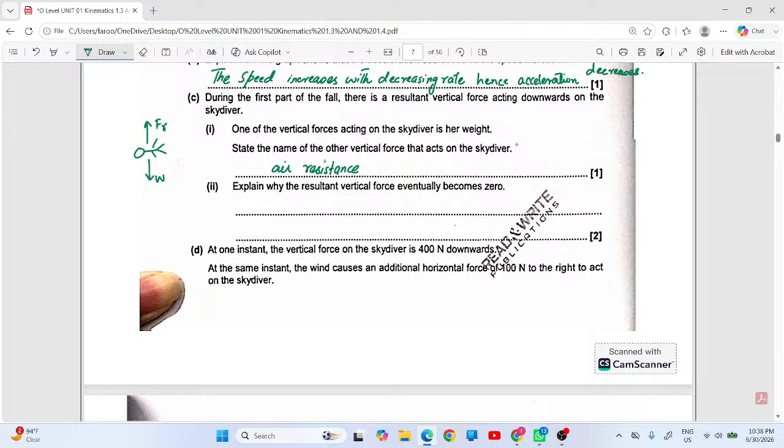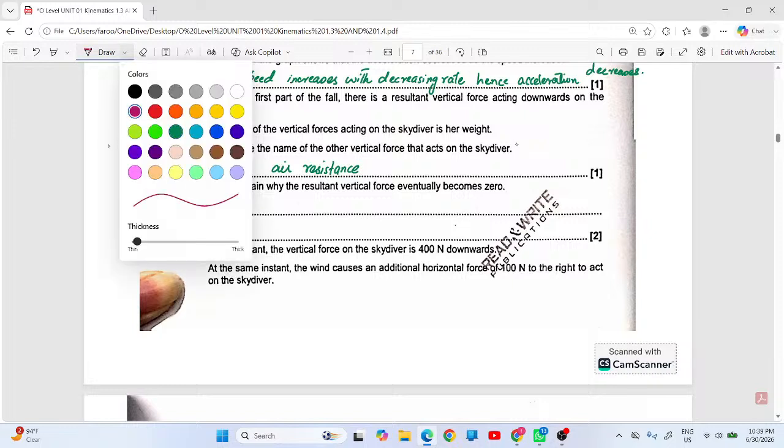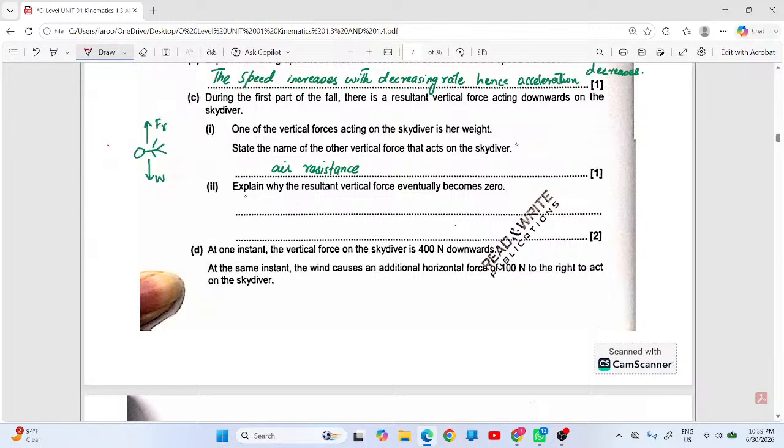Air resistance or resistive force. Explain why the resultant vertical force eventually becomes zero. ये तो हमने बहुत दफ़ा किया हुआ, ठीक है? इसको तो हम बहुत दफा करते हैं. In downward motion the speed of the skydiver... इसको ज़रा डिटेल में लिख लेते हैं. In downward motion the speed of skydiver increases with time.